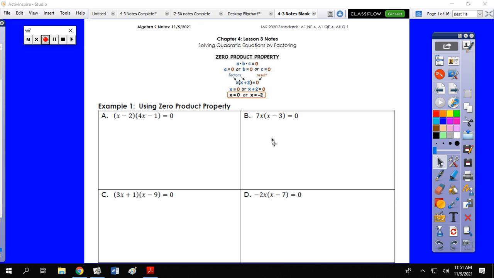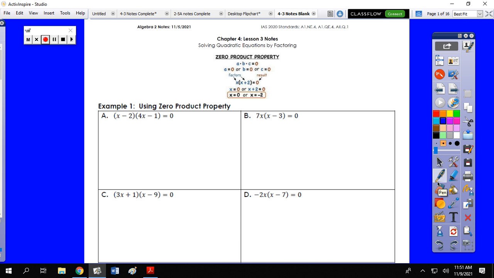The zero product property says that if I have multiple items being multiplied together to equal 0, such as A times B times C equals 0, one of these items has to be a 0. Either A is 0, B is 0, or C is 0. In other words, when I multiply things together and get a result of 0, one of those factors must be equal to 0.